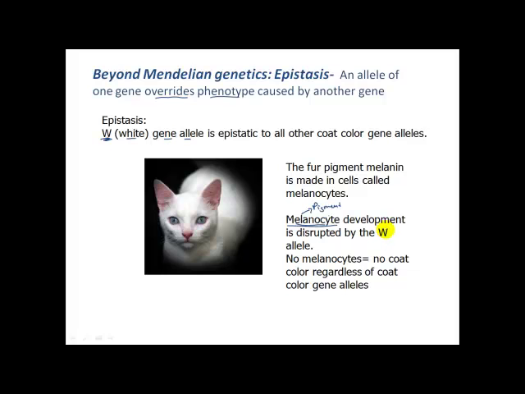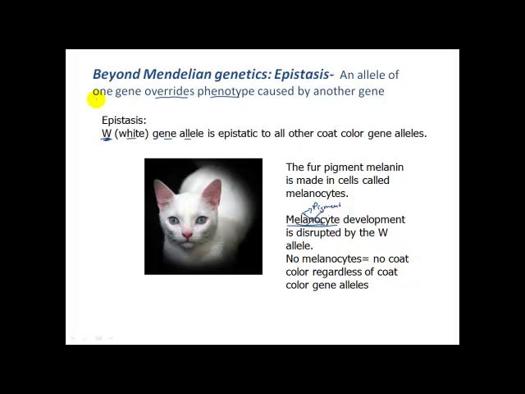In other words, having this dominant W allele knocks out the melanocytes in the body. So they never get produced at all. So if you don't have the cells that produce the pigment, obviously you're not going to have any pigment present. No melanocytes, no coat color, regardless of whether those cells would have been producing the black or orange, dilute or not dilute pigment colors, right? So this is epistasis.